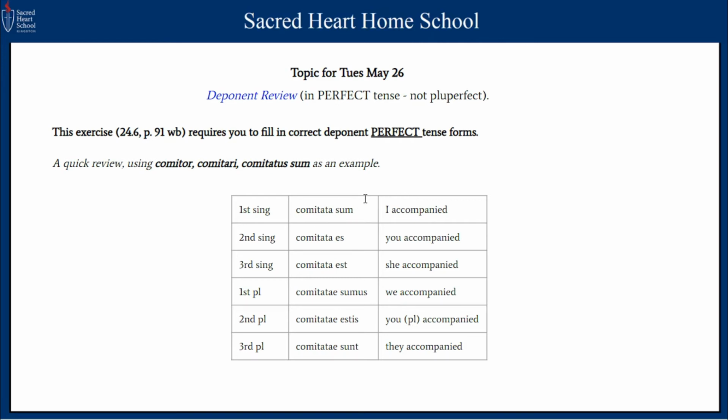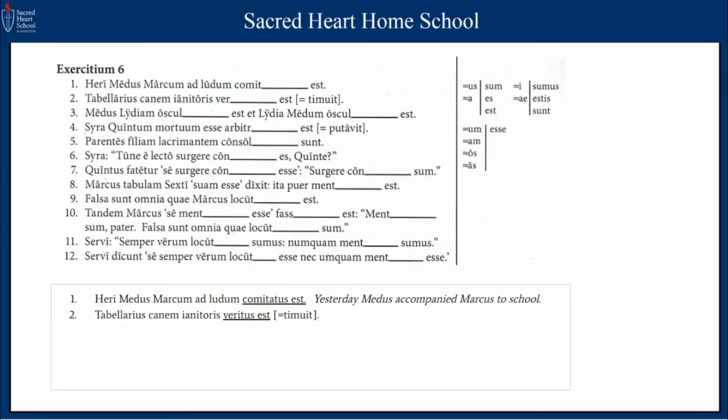For example, Amelia could say, comitata sum Juliam ad ludum. I accompanied Julia to school. That would be used for a feminine speaker there. Typically you're not going to have a neuter subject. You don't have a neuter thing accompanying something or fearing something, obviously. So for the most part, they'll be masculine and feminine.